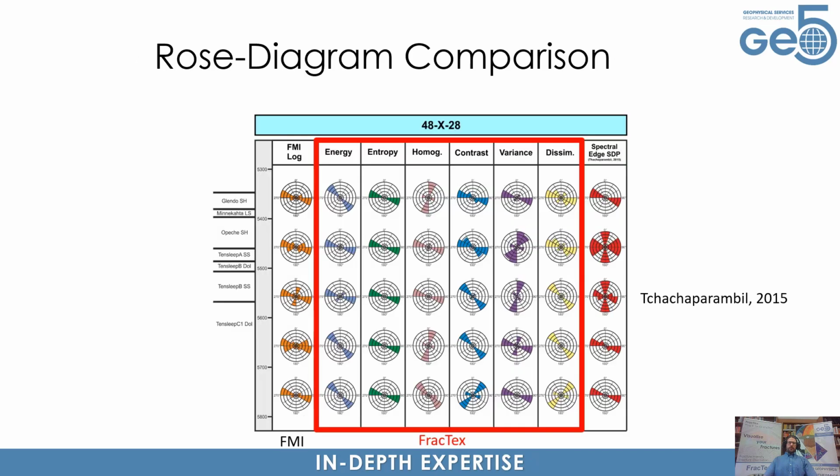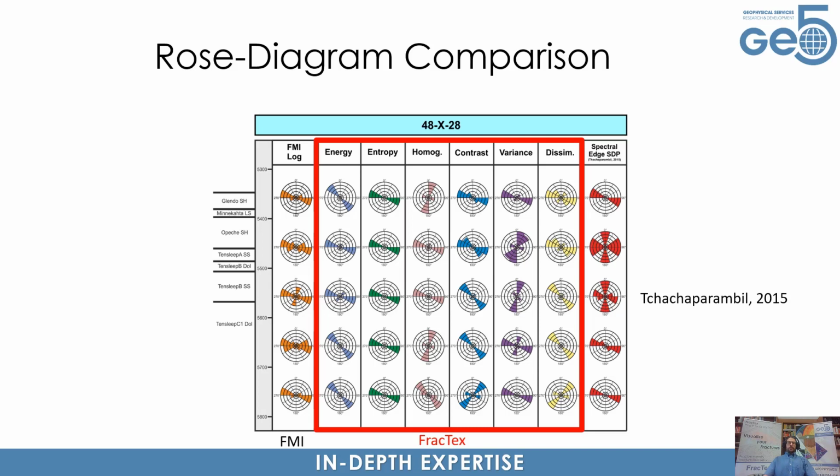And another thing I haven't shown yet is the rows diagram that we included in our FracTex plugin. This is an example for the T-Bot Dome dataset for the 10-slip formation. On the left side, you see the results of an FMI interpretation. The middle columns represent FracTex attributes. And on the right side, there is the result of another so-called spectral edge attribute described in an interpretation paper.